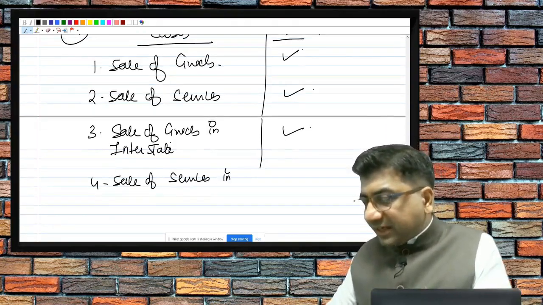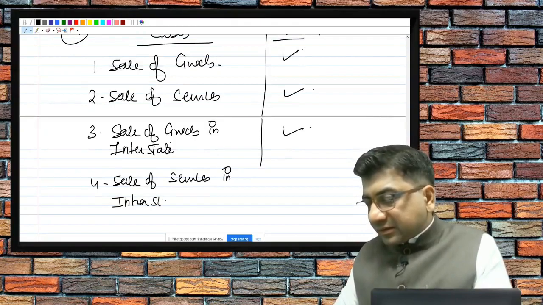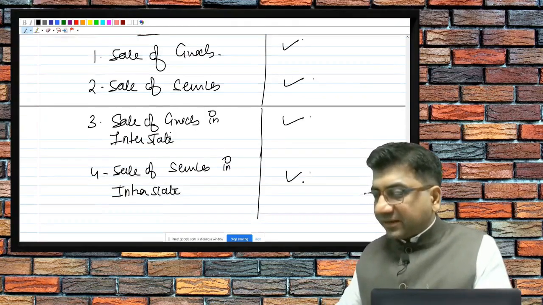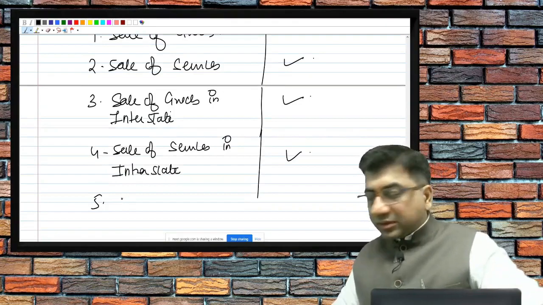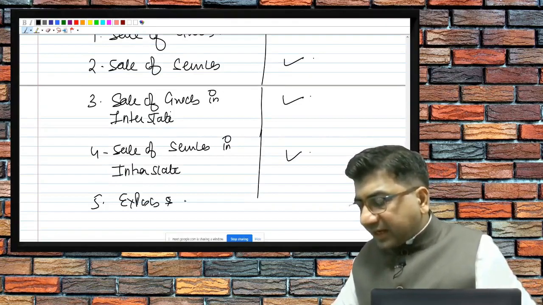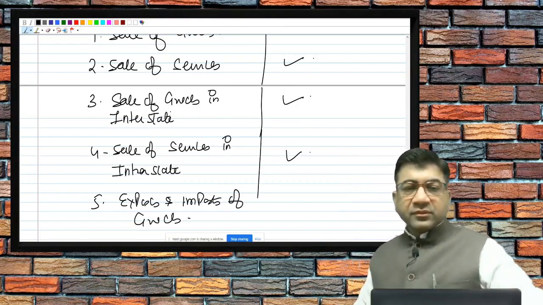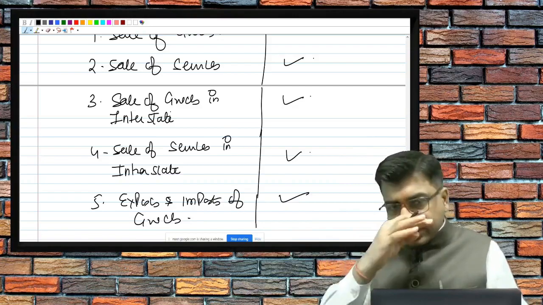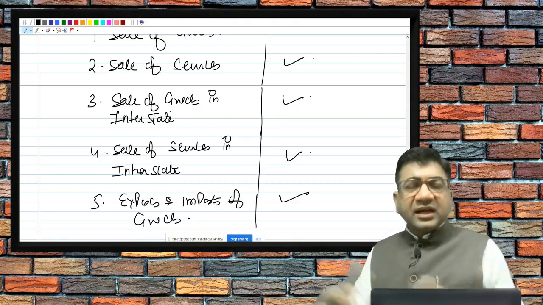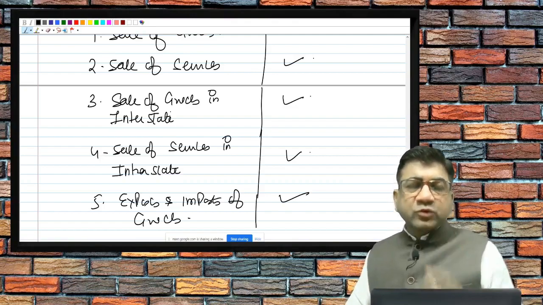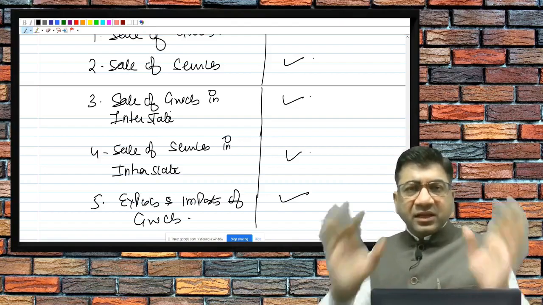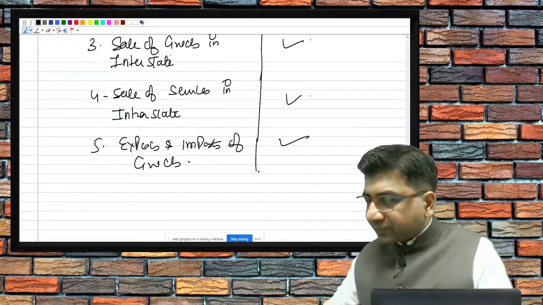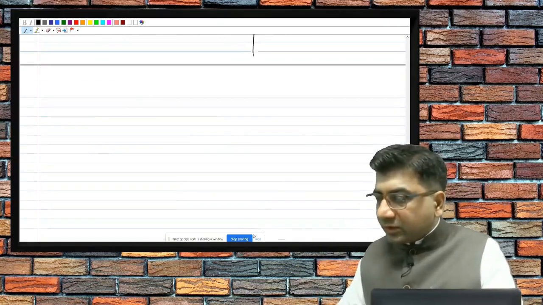Sale of services in intrastate, again GST. Now exports and imports of goods, again GST, though we will exempt the exports and levy tax on imports, but again GST. So the point I'm trying to say is, whether you're selling the goods in intrastate or interstate, GST is applicable on all.